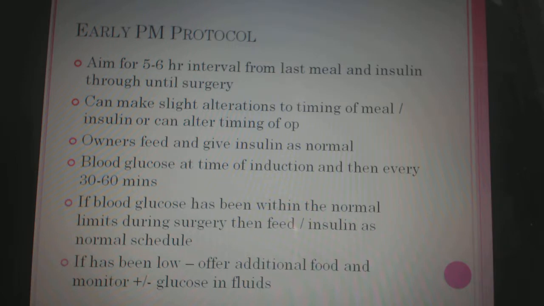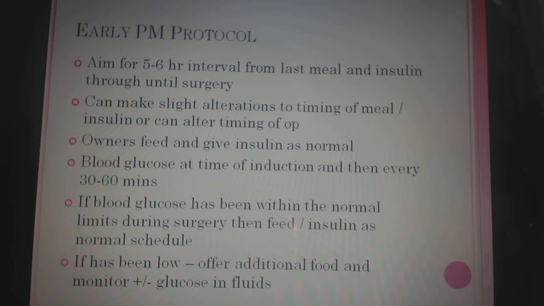We take blood glucose at the time of induction, and then every 30 to 60 minutes during the op we take a blood glucose. Most of the time, because these animals are coping well with the dose, the blood glucose will remain relatively normal throughout the surgery. And if so, then you feed or give insulin as per the normal schedule. There's no need for any different regime afterwards.